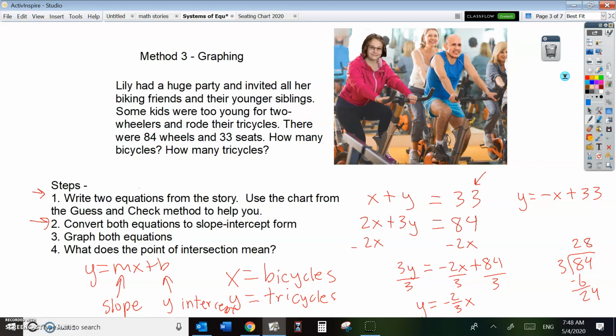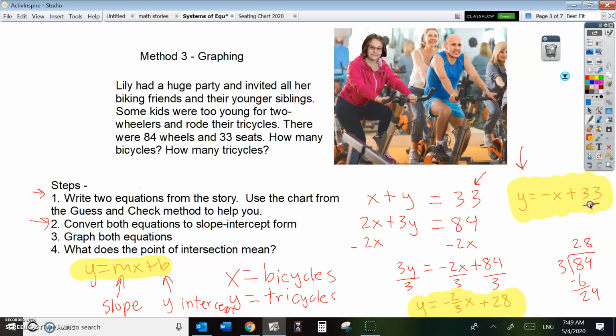Looks like 28. So this equation here is in slope-intercept form, and this equation here is in slope-intercept form, because they both have the form y equals mx plus b. Now our goal here is to graph those two equations. So let's start with this one here.